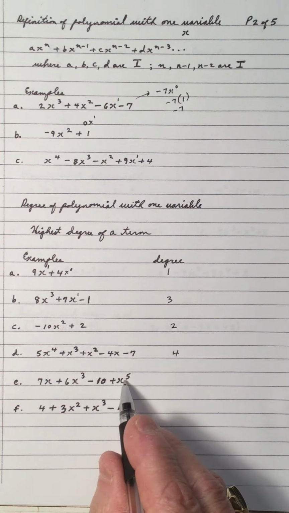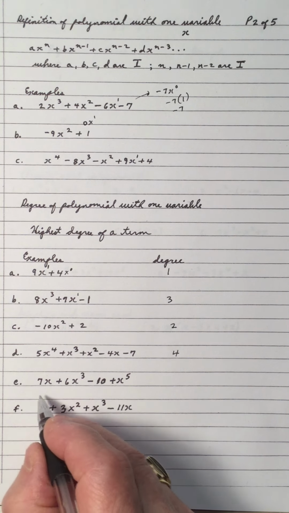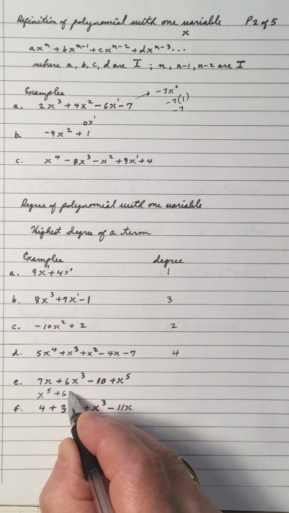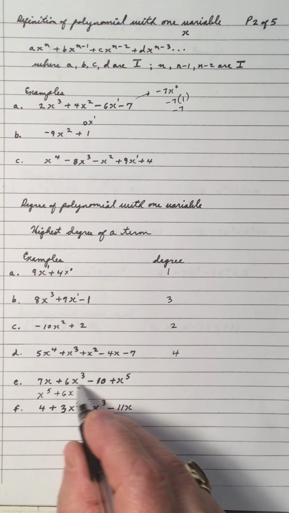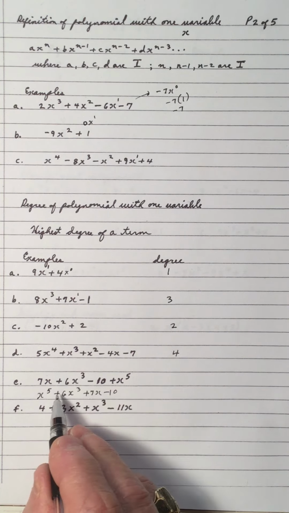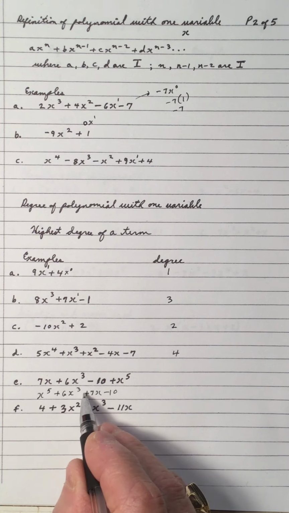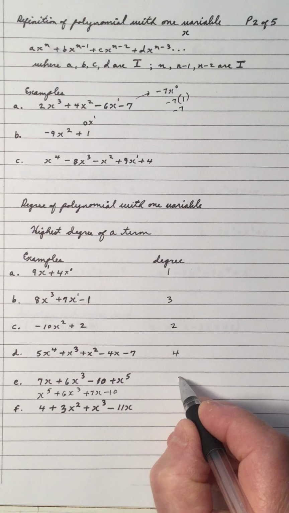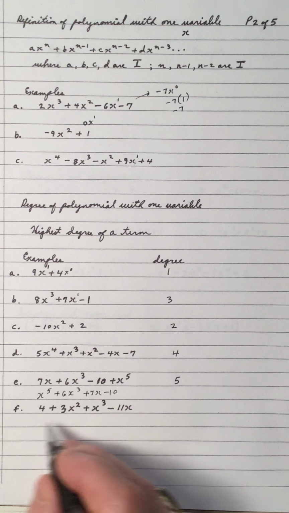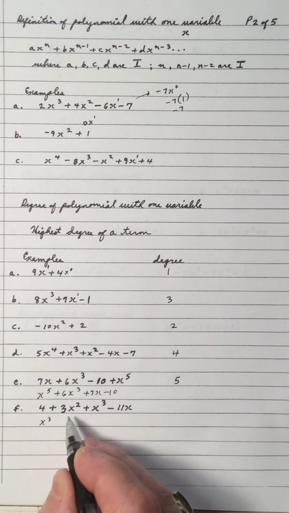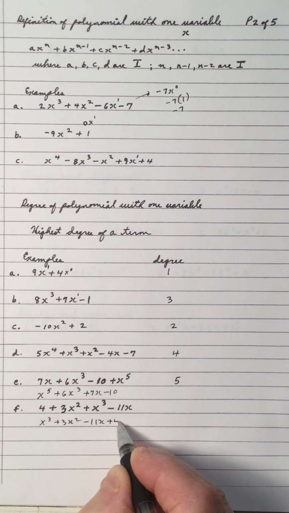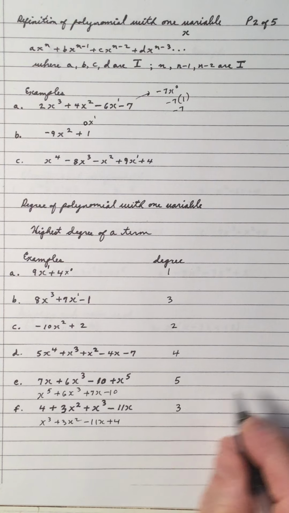Now notice this one is not in descending order, so we have to put x to the 5, and then we have no 4, so it's a plus x cubed. We have no x squared, and then we have a plus 7x and a minus 10. That's the descending order with the x to the 4th missing and the x squared missing, so the degree of this polynomial, the highest one, is 5. And again, let's put this one in descending order. The highest power exponent is x cubed. Then we have an x squared, then we have 11x and a plus 4. So the degree of that one is a 3.